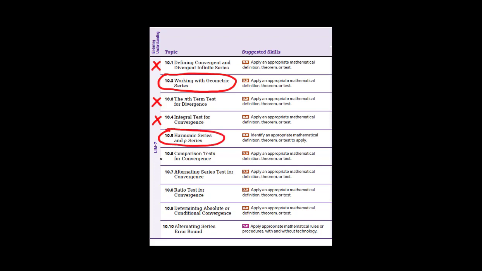Comparison test for divergence, like basic comparison test and limit comparison test, is out. The alternating series test for convergence, that is in. Ratio test for convergence, that is in. Determining absolute or conditional convergence, that is out. And alternating series error bound, that is out. That's what we would have called E1.